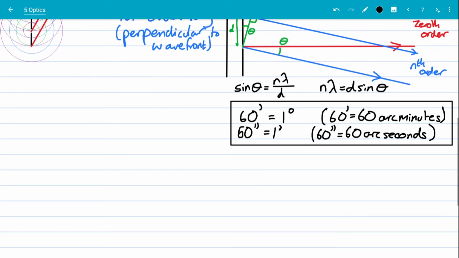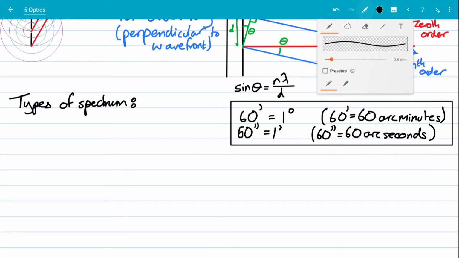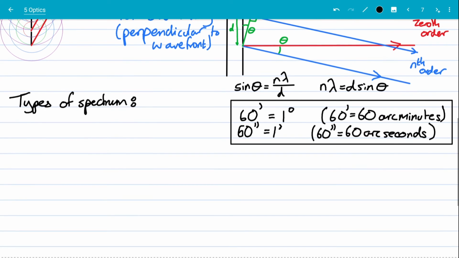So types of spectra. I'll say types of spectrum. Types of cat, types of spectrum, types of dog. I'm just thinking it'd be singular there, wouldn't it? Types of spectrum. So what types of spectra are there? Spectra is the plural of spectrum. You can have 3 types of spectra that are interesting.